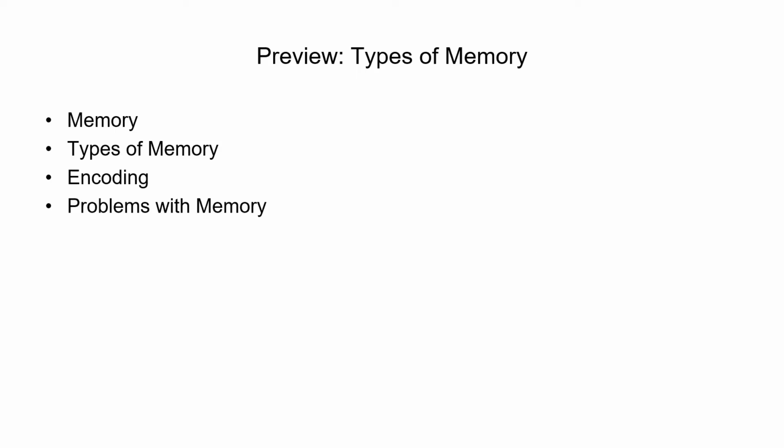I split this lecture up into two halves. The first half is types of memory, and the second half is remembering and forgetting. In the first half on types of memory, we're going to define memory, we're going to look at different types of memory, we're going to talk about encoding, and we're going to finish up with problems with memory.